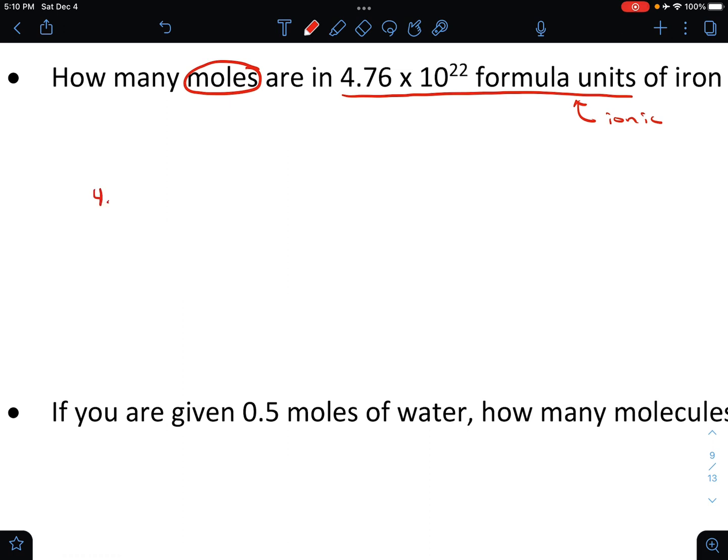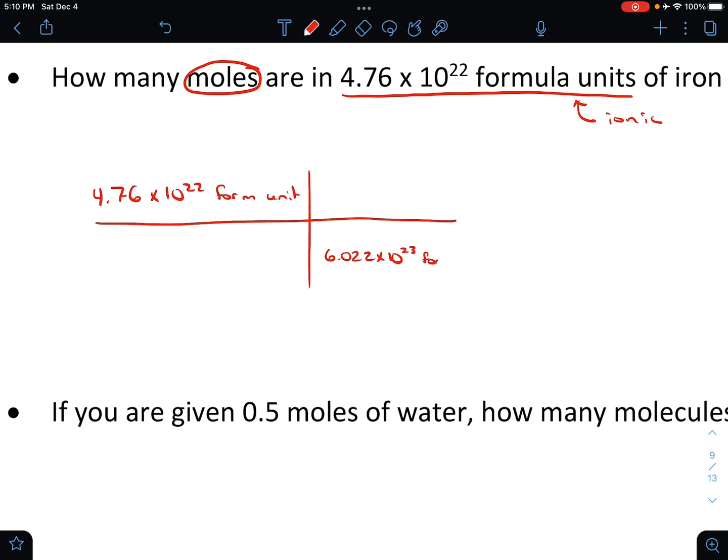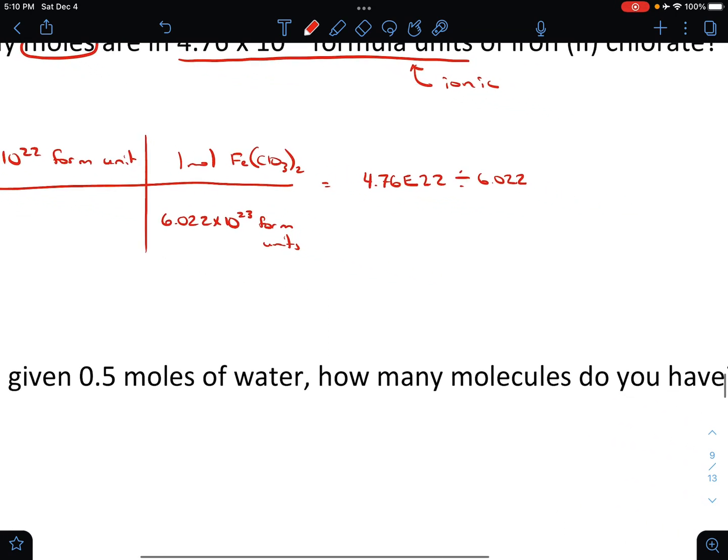So we're going to say 4.76 times 10 to the 22nd formula units. Abbreviation for formula units, I go form. Units. Okay, then we have 6.022 times 10 to the 23rd. That's Avogadro's number. We're going to put form units there, and 1 mole on top. Again, our bigger issue here is making sure we type it in our calculator correctly. So we're going to type in 4.76, that E button, 22, and then we're going to divide by Avogadro's number, 6.022 E, 23, right? And type that in.